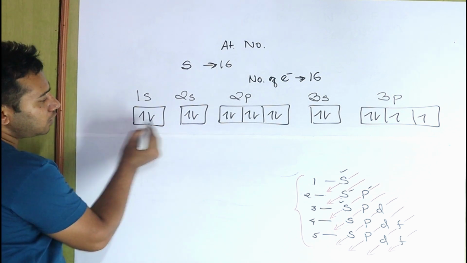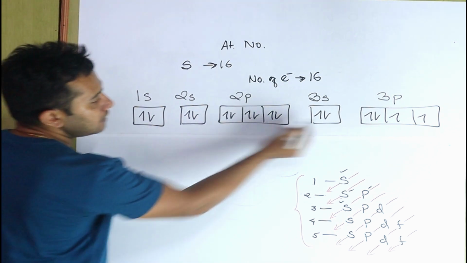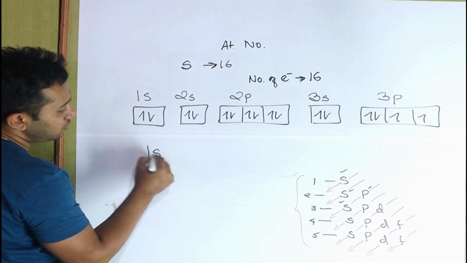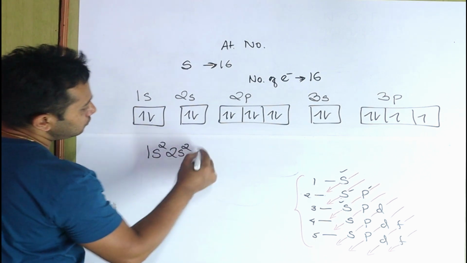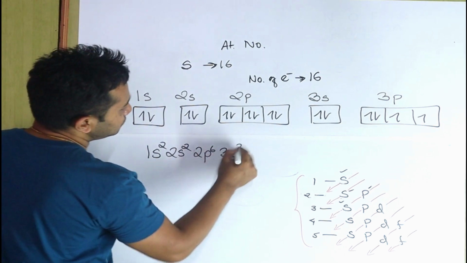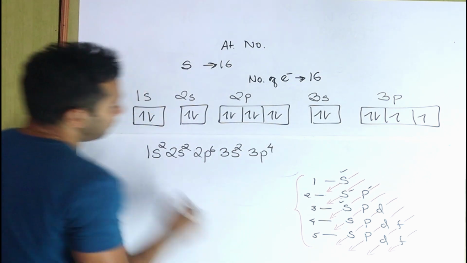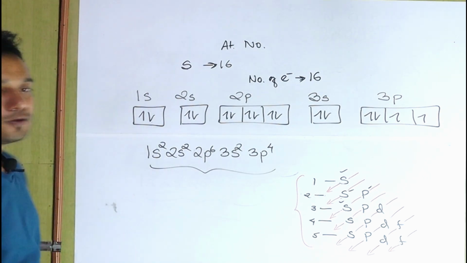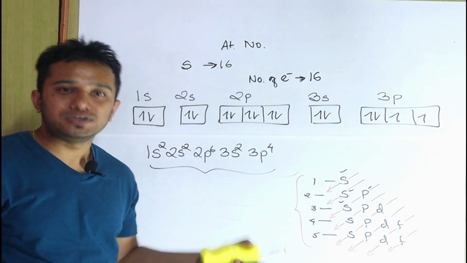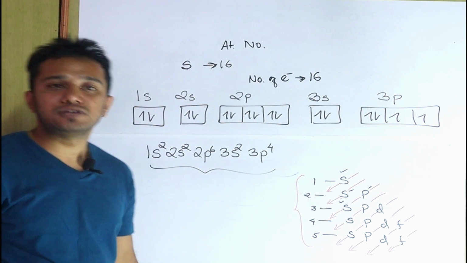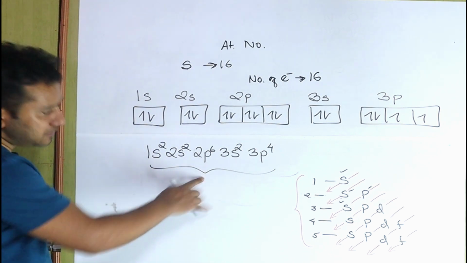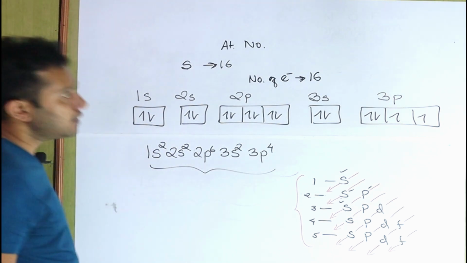Let's count it again: 1, 2, 3, 4, 5, 6, 7, 8, 9, 10, 11, 12, 13, 14, 15, 16, right? Now we'll write the electronic configuration: 1s2, 2s2, 2p6, 3s2, 3p4. So this is the electronic configuration. The p orbital is increasing, right? Previously we had 3p1, 3p2, 3p3, 3p4, 3p5, and then 3p6. So we have 1s2, 2s2, 2p6, 3s2, 3p4.